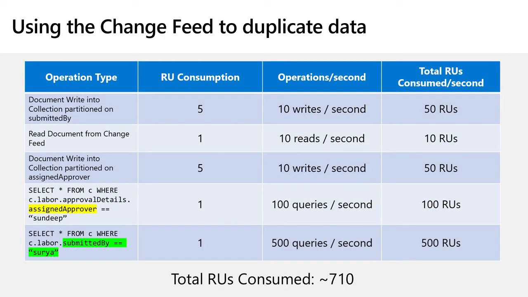So the document write, which did not change from earlier, is 50 RUs. Now when you're reading the document from the labor collection and putting it into the approver collection, the read is 1 RU and the write is 5 RUs. So the read is 10 RUs, and the write into the new collection is 50 RUs. Now assigned approver suddenly became a point query from a cross-partition query, so it's only 1 RU consumption. So 100 RUs is the total. And submitted by query remains as it is with 500 RUs. The total you get is 710.